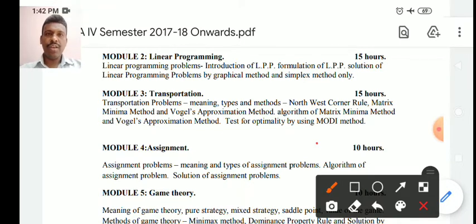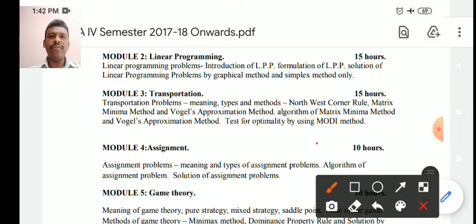So phase 1 covers three methods. After phase 1, you have to do phase 2, that is optimization. Under optimization, we have two methods, but in your syllabus you have only one, that is the modified distribution method, also known as the MODI method. Then we have module number 4, that is assignment.